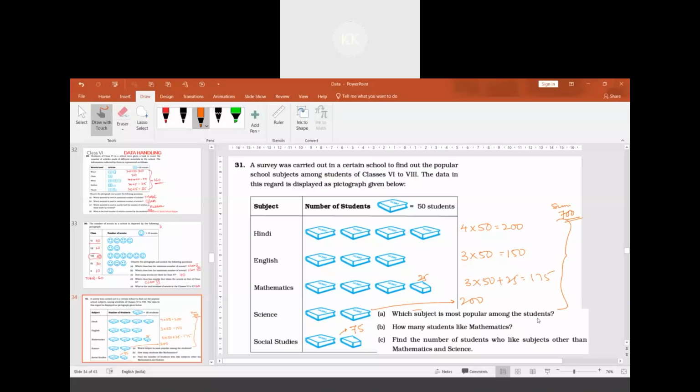Which subject is the most popular among students? Hindi, sir. How many students like maths? 175. Find the number of students who like subjects other than maths and science.